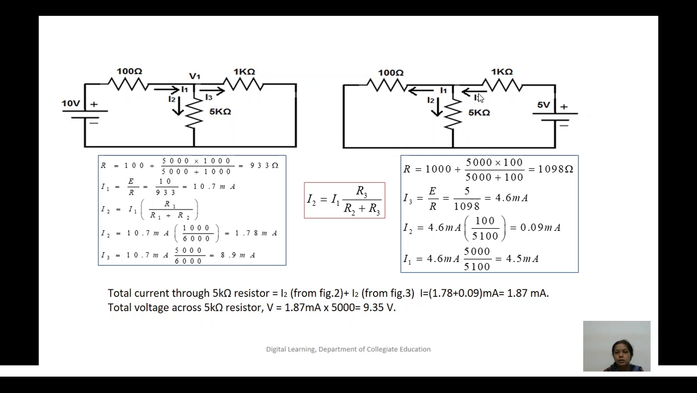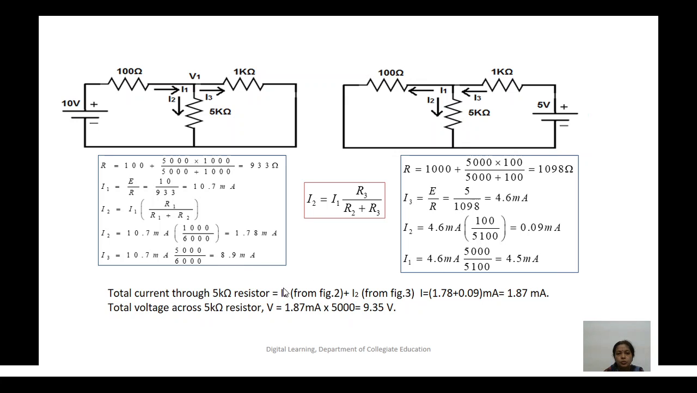So the effective resistance is 100 and 5K in parallel combination, and that combination is in series with 1K. So 1K plus 5000 into 100 divided by 5000 plus 100 is this much effective resistance. So I3 is equal to E by R. E is 5 volts here. Effective resistance is 1098. So I2 and I1 are the branch currents that we calculate by branch current formula. So I2 is the main current into resistance of the other branch, 100, divided by sum of the resistances.